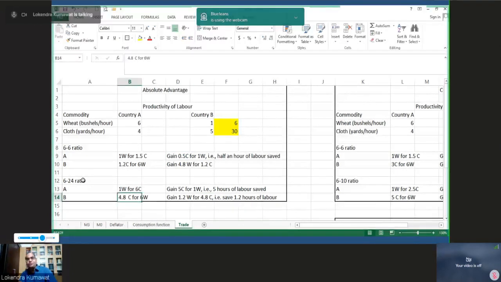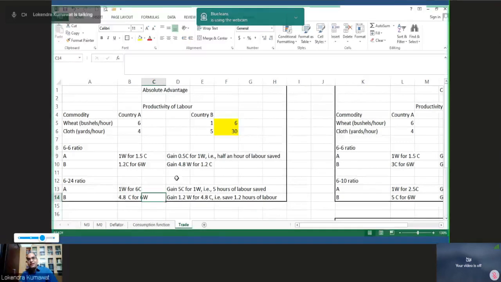It is producing 5 yards of cloth in 1 hour. So 24 yards of cloth will be produced in 4.8 hours. Against 4.8 hours of cloth, it is getting 6 units of wheat, that is 6 hours worth of wheat. Again, it's a gain of 1.2 hours.